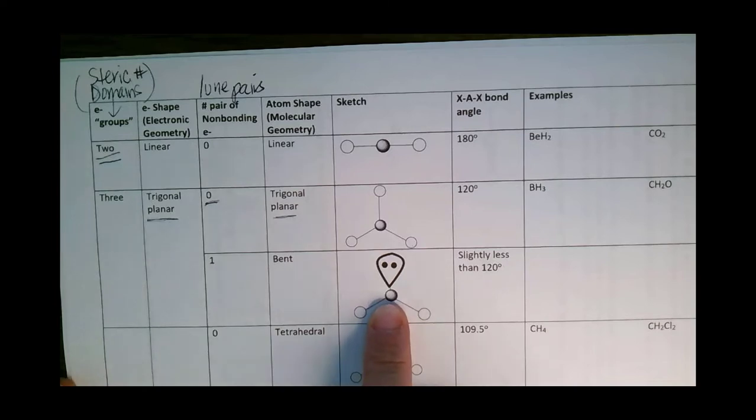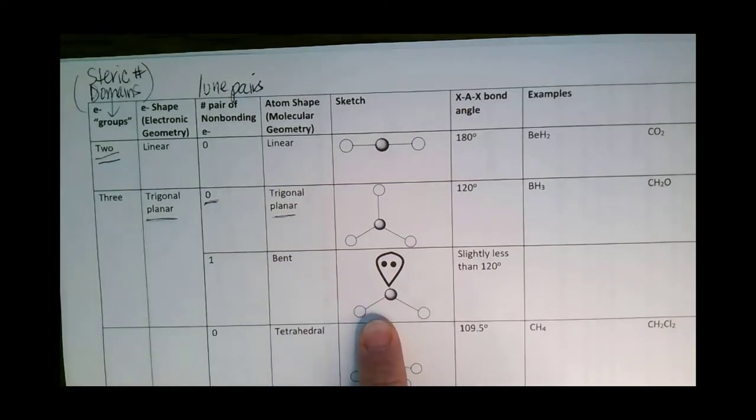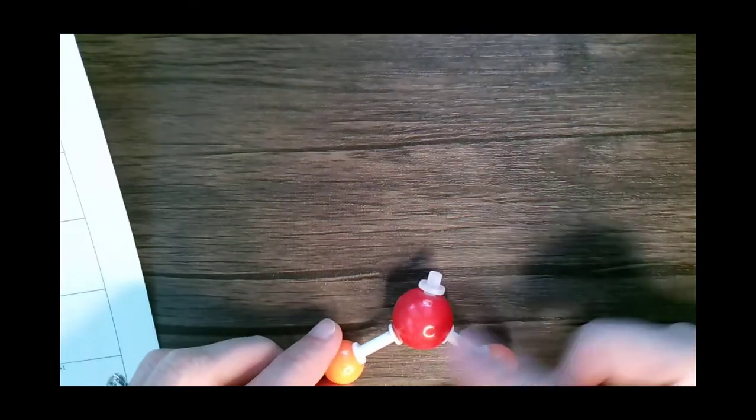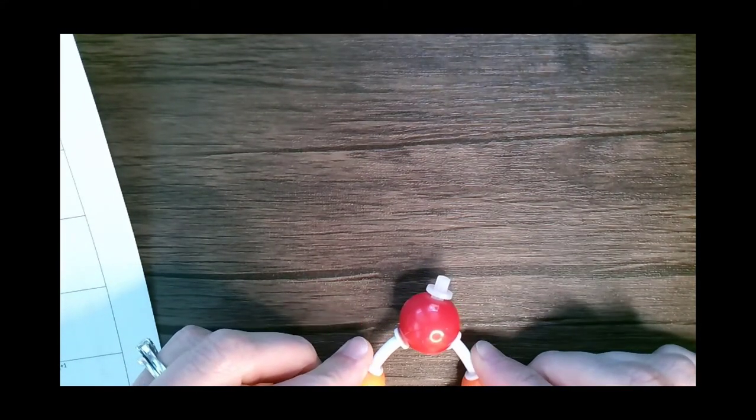Now when it comes to bond angle, we said all of these were 120 degrees. What about this guy? So we plucked off the atom up here and we have lone pair electrons. Is it still going to be 120 degrees here? No, it's actually going to be slightly less than.